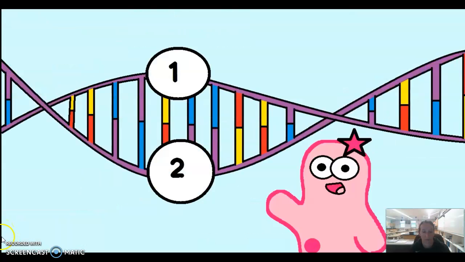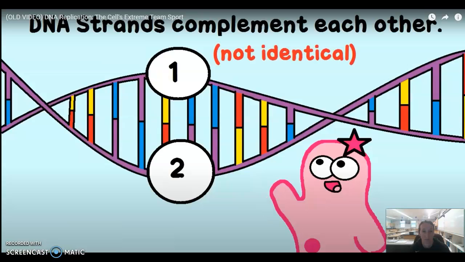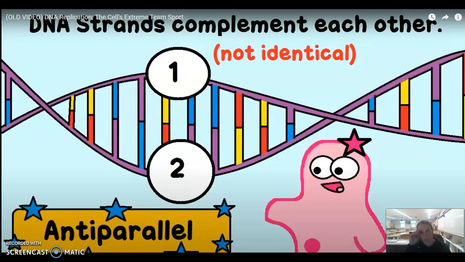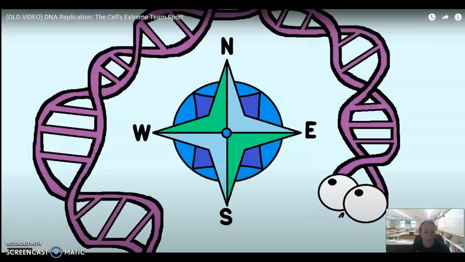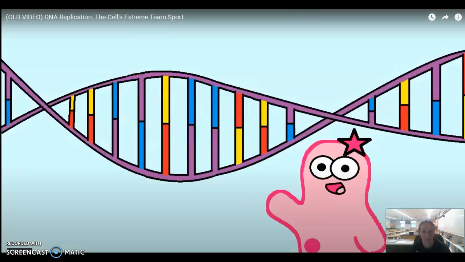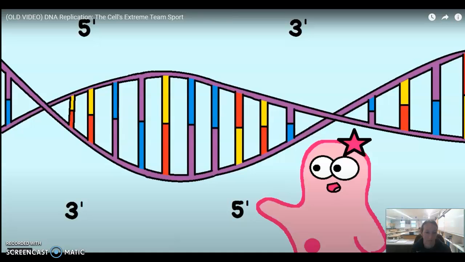Now, you have two strands, right? They're not identical. Remember, they complement each other. They also are anti-parallel. So that means they don't really go in the same direction. With DNA, we don't say a strand goes north or south. The directions for the DNA strands are a little different. We say that DNA either goes 5' to 3' or 3' to 5'.